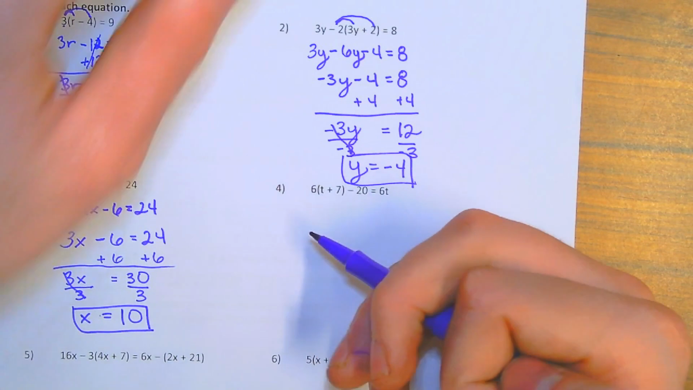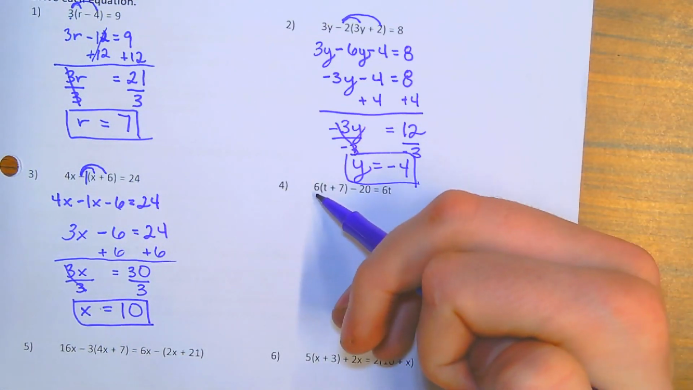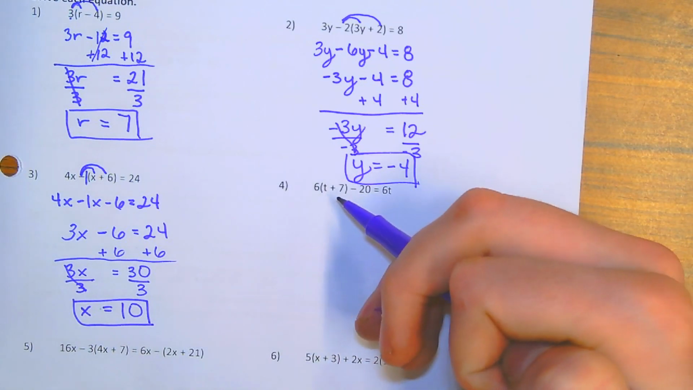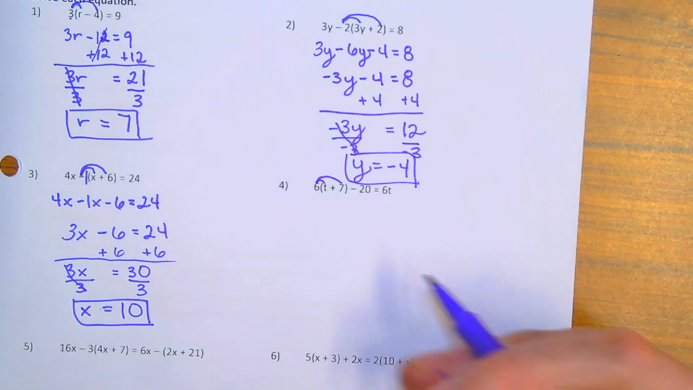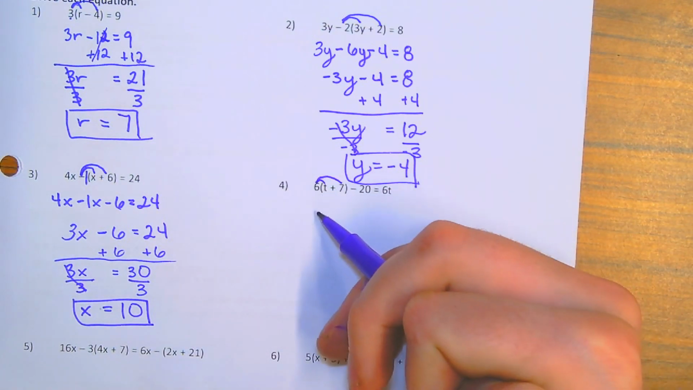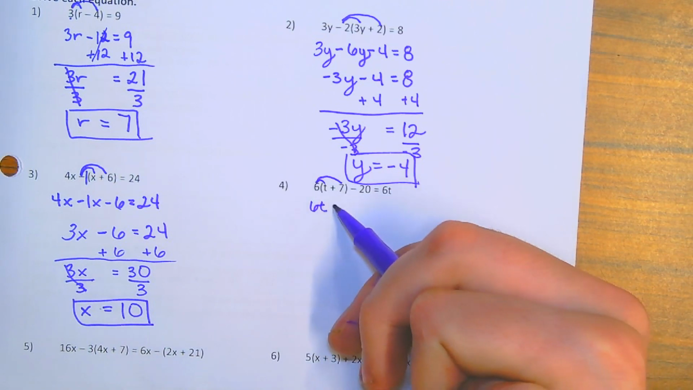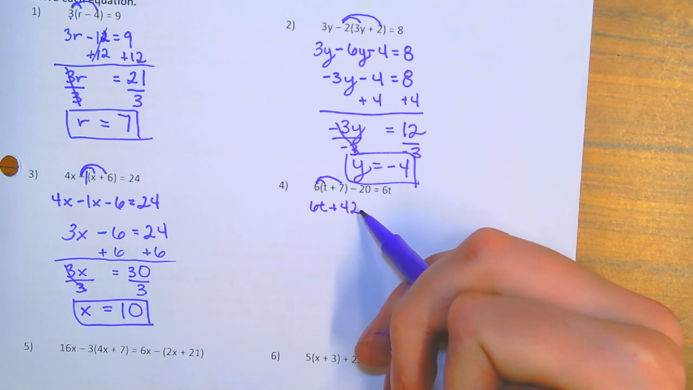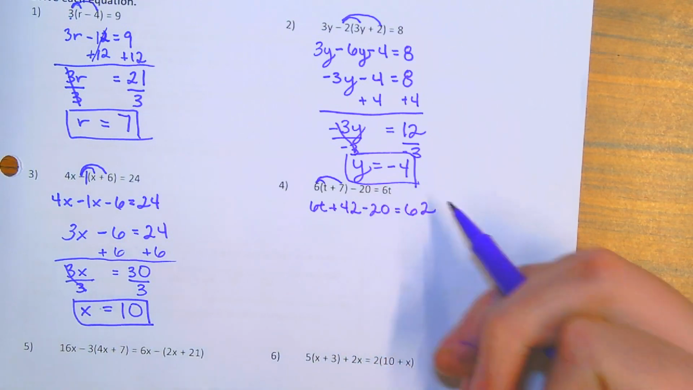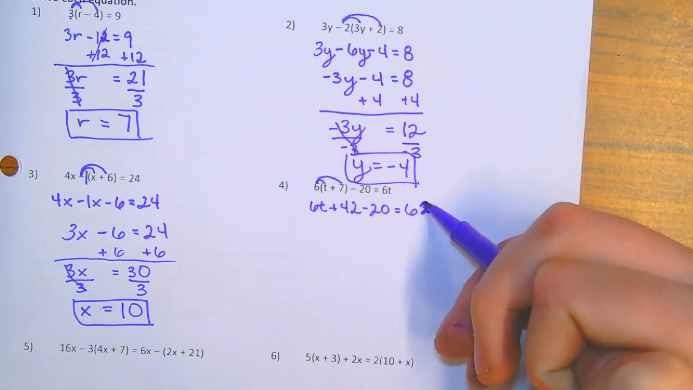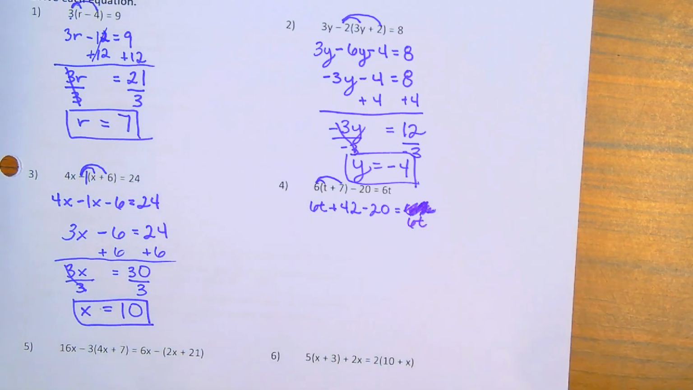On 4, what are we looking at? Our very first step, just like I've said so far in this video, is to look at the parentheses and get rid of them. Remember, draw your lines. It is helpful to remember what you're doing with them. So 6 times t, that'll be 6t, and then 6 times 7 would give us 42. Minus 20 equals 6t. Apologies there. Should be 6t, not. Okay?